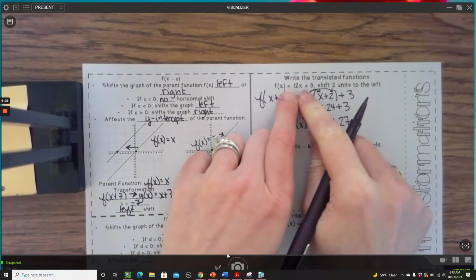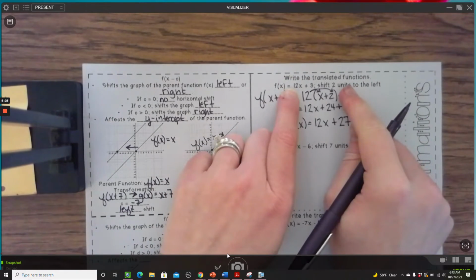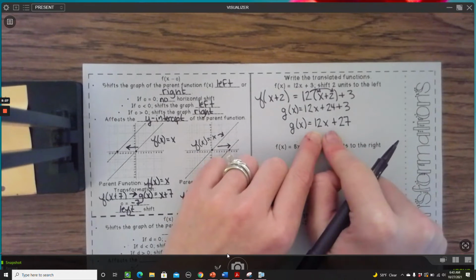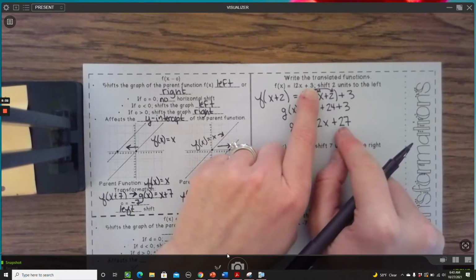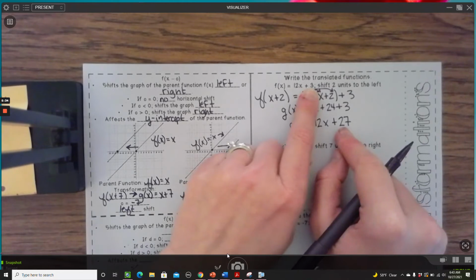So if I take this function, I shift it 2 units to the left, this is going to be my new equation, my new function. And you can tell the only thing that changed here was the y-intercept.